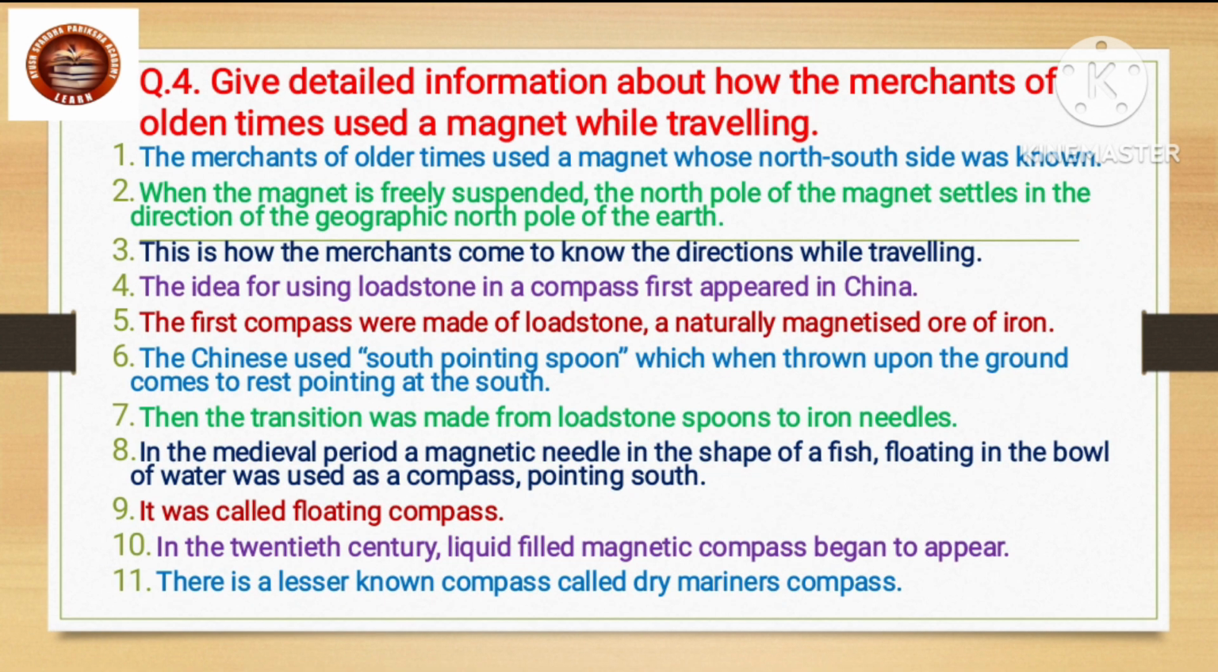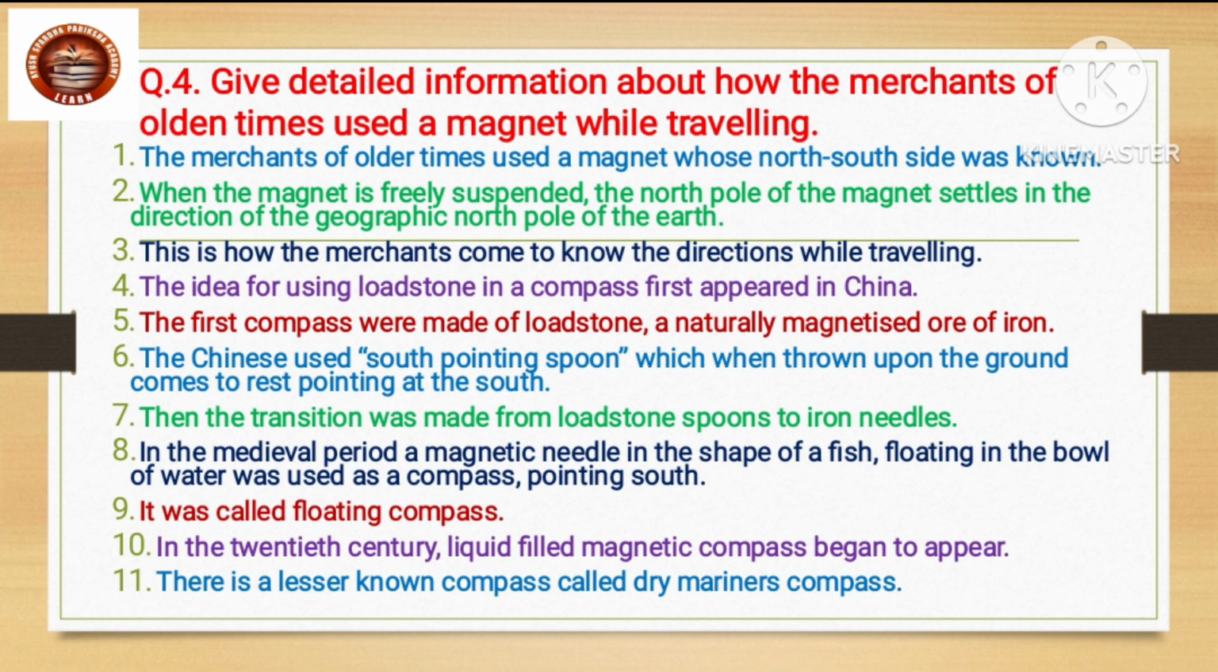Question 4th. Give detailed information about how the merchants of olden times used a magnet while traveling. Answer. The merchants of olden times used a magnet whose north-south side was known. When the magnet is freely suspended, the north pole of the magnet settles in the direction of the geographical north pole of the Earth. This is how the merchants came to know the direction while traveling.